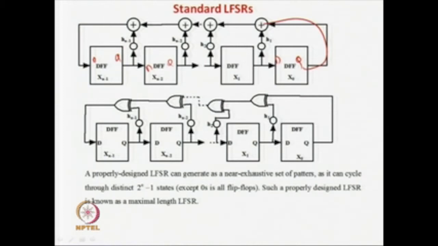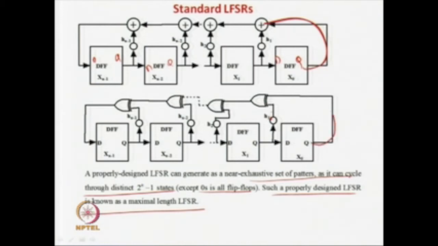So, a properly designed LFSR can generate a near exhaustive set of patterns. It can cycle through all states except all zeros. A properly designed LFSR is known as a maximal length LFSR. We will come to that. Now, see what we are doing. So, what is the idea here? The output of the last flip flop, x0, is connected to this one, that is the feedback, and this is H1, this is a switch actually, you can say a connection is there or the connection is not there, we will see about it.